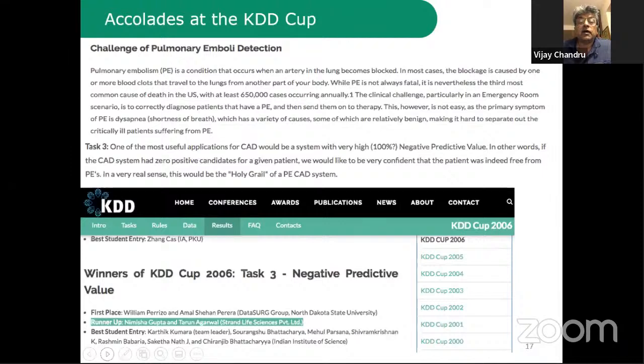So these types of challenges now have come up. Every year there is something known, it's like the World Cup, the KDD Cup for discovery using data mining. And so some years back, companies like Strand and my colleagues at the Indian Institute of Science and so on were part of the winning teams.